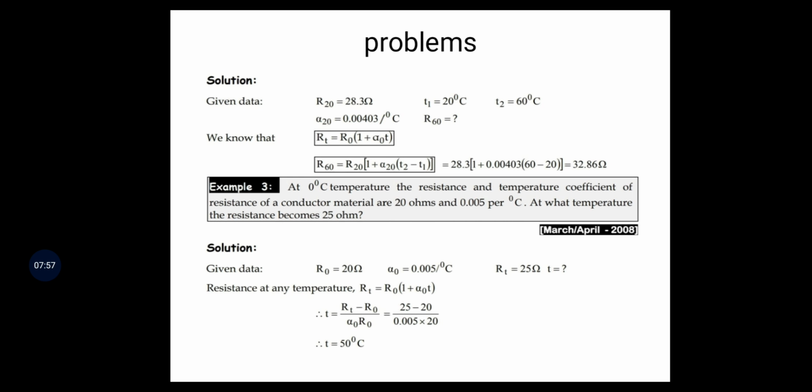The basic formula is RT equal to R naught into 1 plus alpha naught into T. We find here the T value. Rearranging the formula, T equal to RT minus R naught divided by alpha naught R naught. Here RT is given 25, R naught is 20, so 25 minus 20 divided by 0.005 into 20. We calculate the values, T equal to 50 degree centigrade.